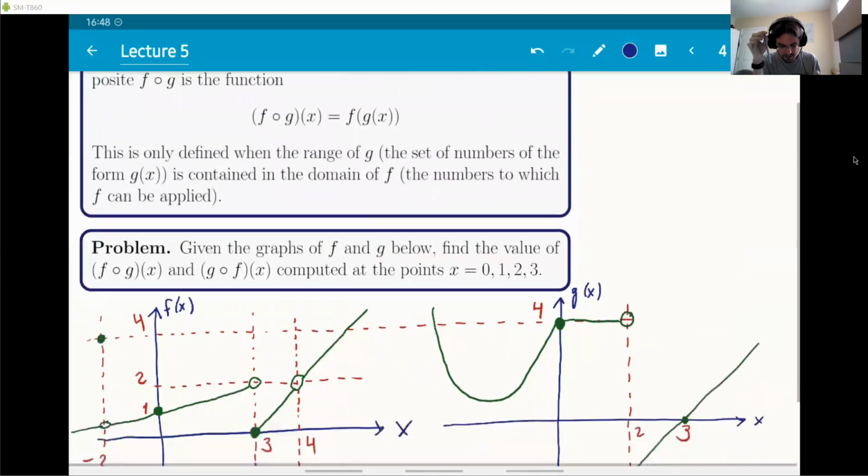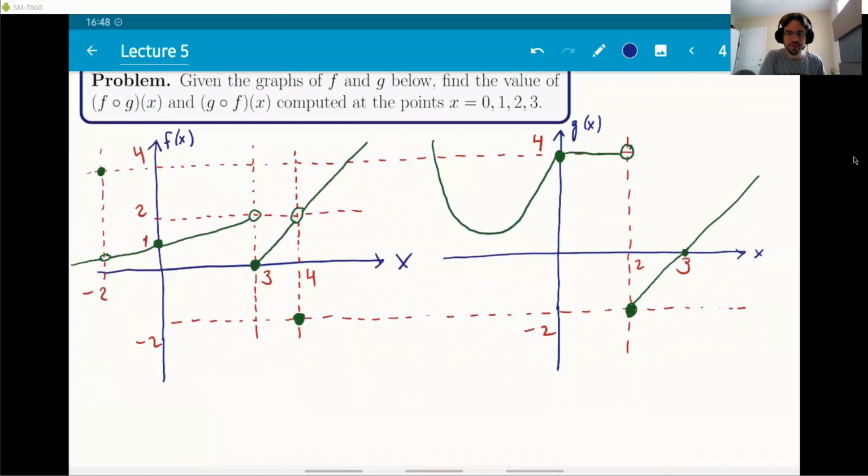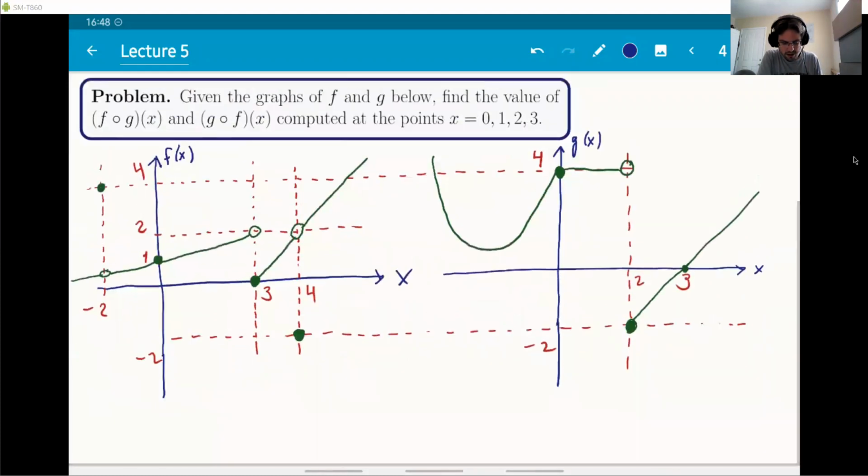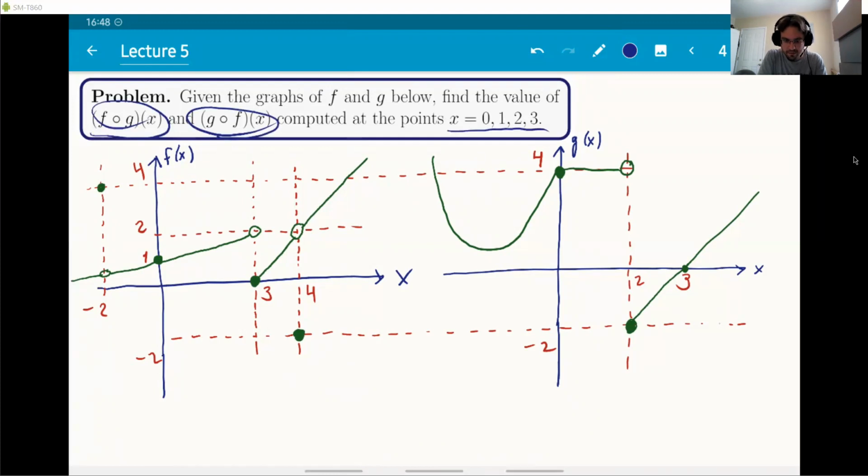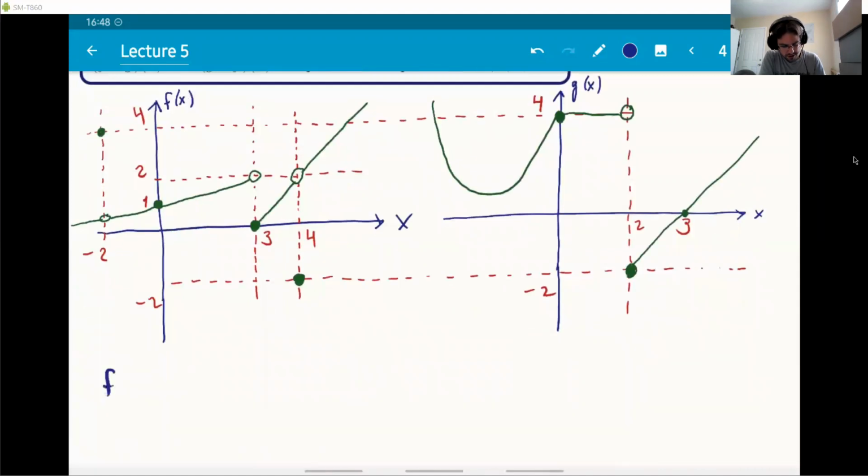But the problem that I'm giving here, please take your time to copy down these graphs. They look kind of complicated, but we'll see. The problem is showing you graphs of two functions f and g in green. Find the value of both f circ g and g circ f at the specific points 0, 1, 2, and 3. So I'm asking for 8 different things. Okay, so let's solve this. f circ g of 0, and then we want to do this for 1, 2, and 3 as well, and also g circ f.